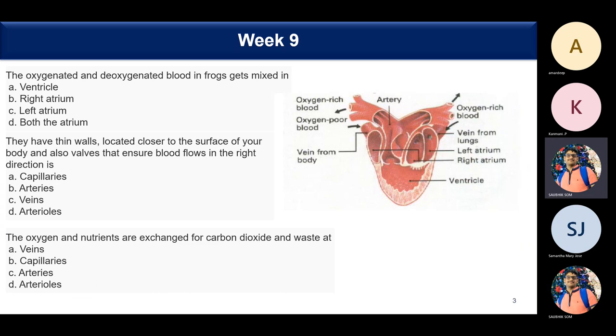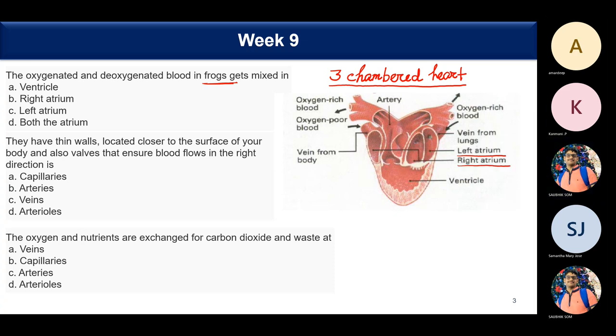The oxygenated and deoxygenated blood in frogs gets mixed by... So we are now talking about frogs. Frogs have a three-chambered heart. In this three-chambered heart, we have the atria: the left atrium here and the right atrium. As you can see, the vein from the lungs, as well as the oxygen-poor blood, comes through here.